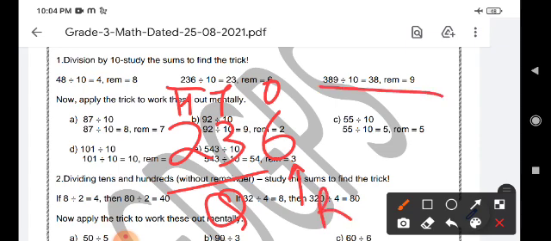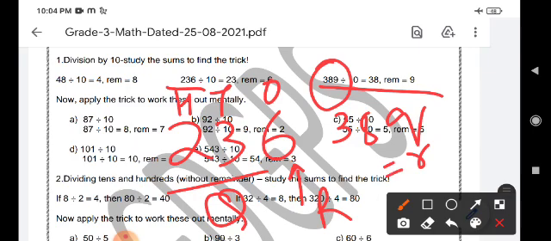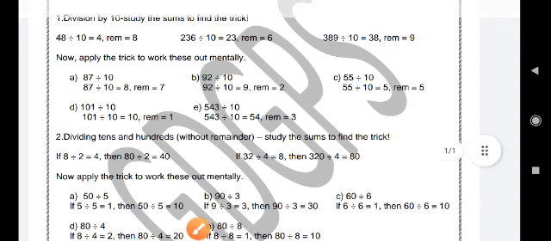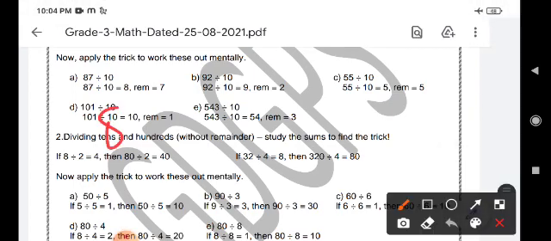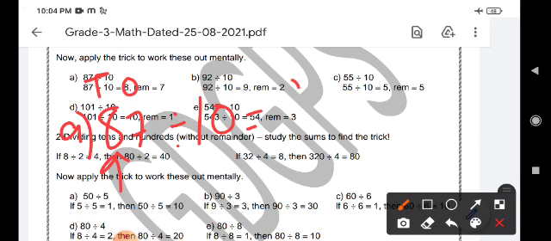Similarly, with this three-digit number, 38 is the quotient and remainder is 9, the ones digit. Now A part is 87 divided by 10. So in this way we have remembered the trick. These are two-digit numbers, ones and tens digit. So first digit is the quotient and 7 is the second digit, that is the ones digit, that is the remainder.